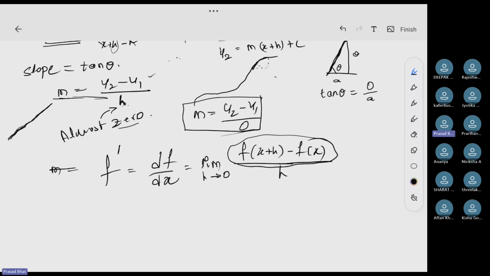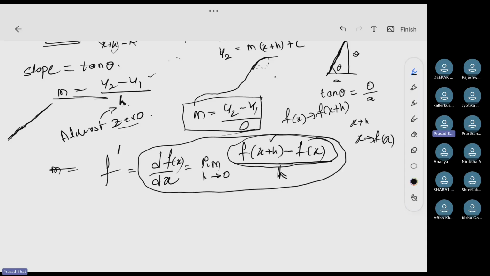Why did I write this one? Effectively, f is a function of x, correct? And what are we trying to do? The difference between 2 points, right? In the x coordinate, the difference is represented by h, and when the x coordinate value is x plus h, f of x becomes f of x plus h. That is what I have written here. When I am evaluating f at x, then y is exactly f of x. Correct? That difference I am taking. And this is the whole thing about differentiation.